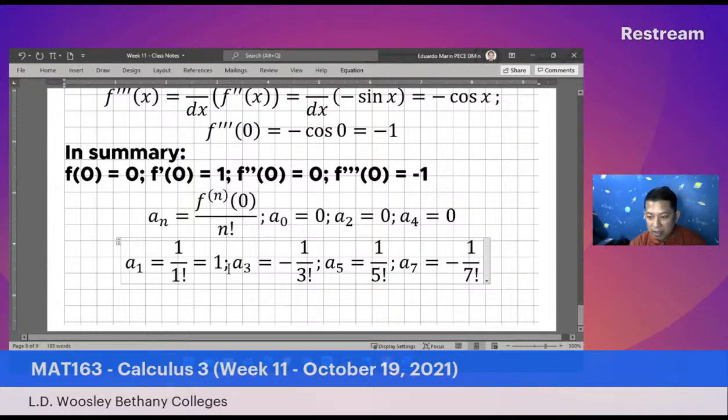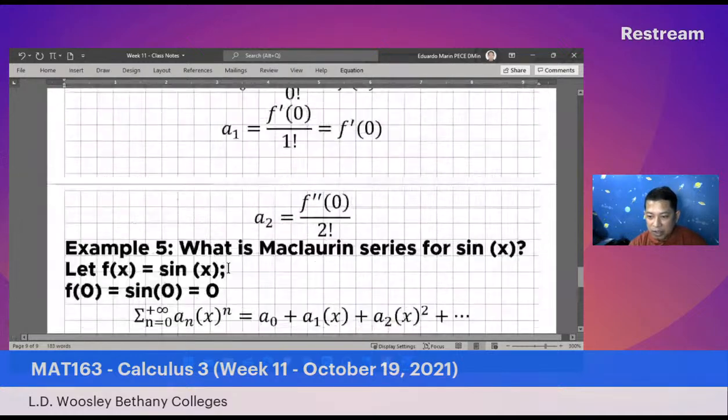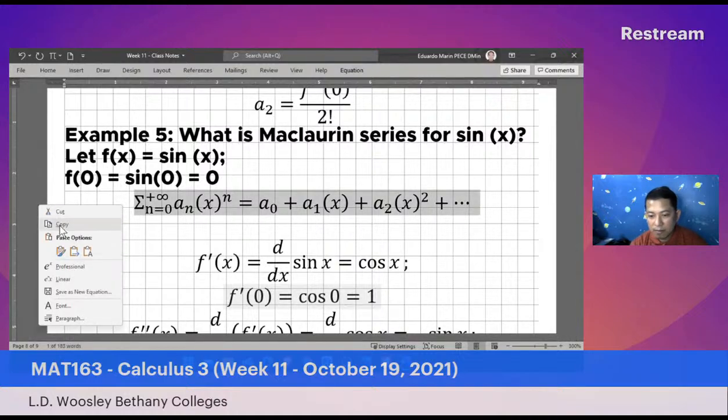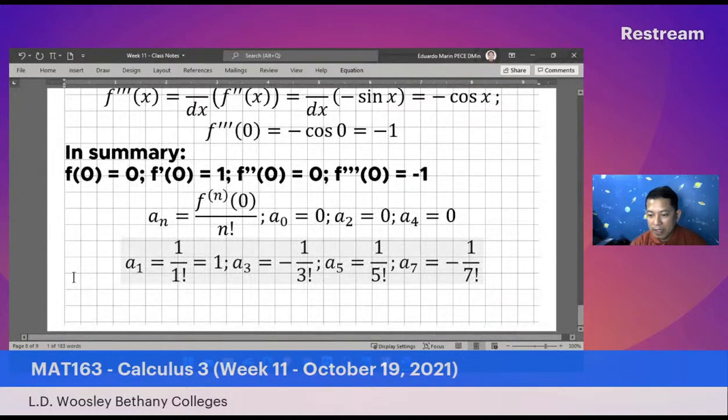Okay. So from there, we could substitute now the definition of this one. Plug in natin to.